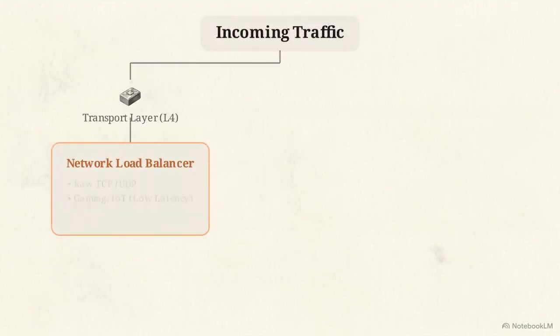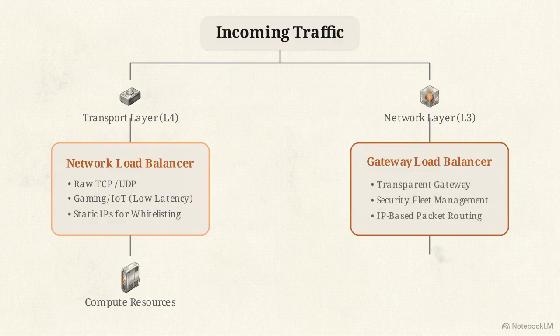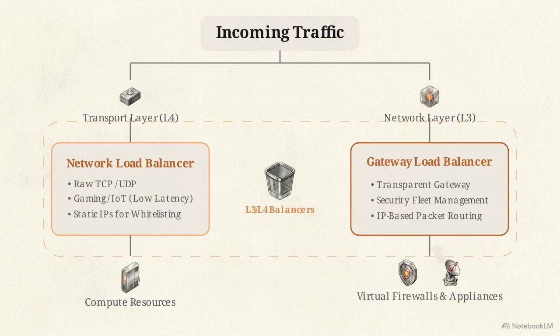If your workload involves raw TCP or UDP, like gaming or IoT, or if you strictly require a static IP for whitelisting, choose the NLB. If you are managing a fleet of security appliances or virtual firewalls, the GLB is your primary tool.